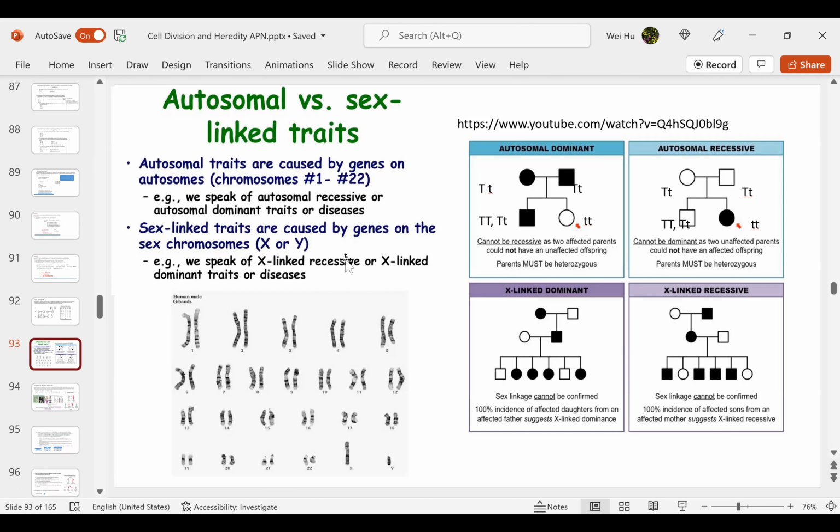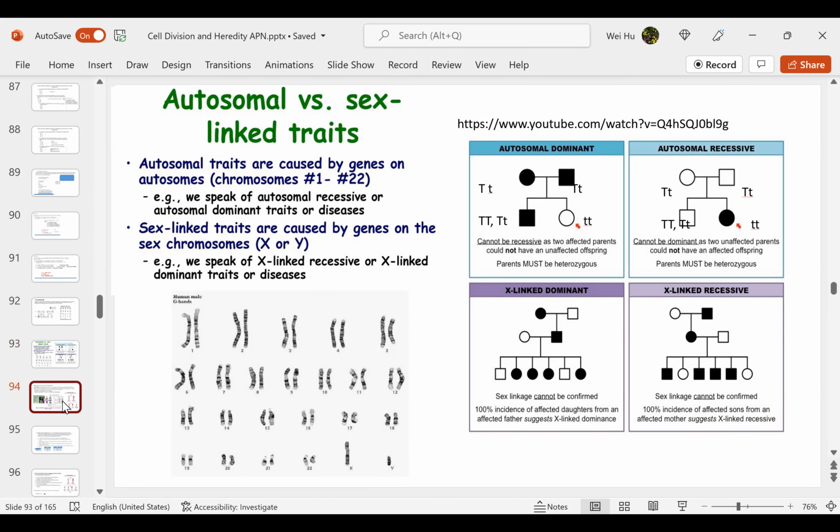So here, see this one? This is autosomal, which means the disease gene is on chromosome number 1, number 2, up to number 22. So this is called autosomal. And another one is sex-linked. The most common one is X-linked, meaning the gene is on X. They could have Y-linked, meaning it is located on Y, but that is extremely rare.